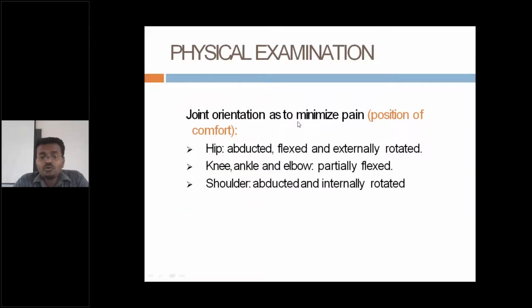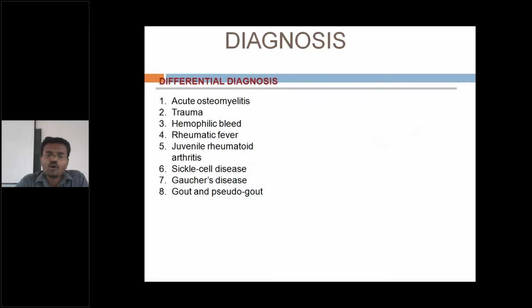The joint is oriented to minimize pain. That position of comfort is the position of maximum volume of the joint. The hip is in flexion, abduction, external rotation, as you have seen in the previous picture, whereas the knee, ankle and elbow will be in flexion, and the shoulder will be in abduction and internal rotation. These are the different positions of ease or comfort, the positions of maximum volume to accommodate the increasing fluid or pus.